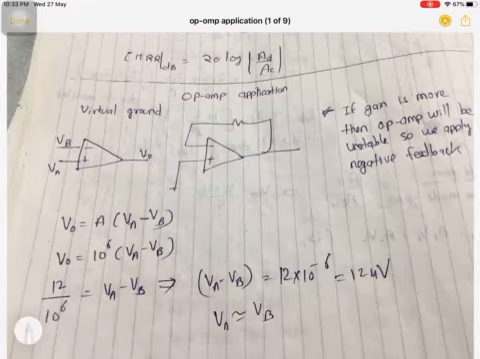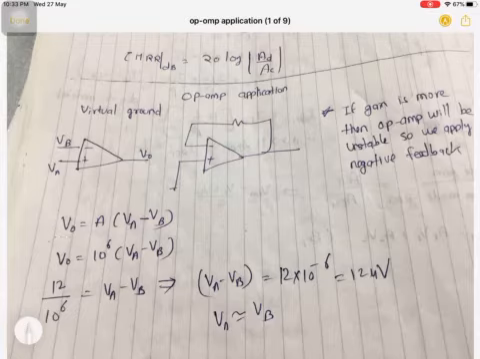This is the equation: VO equals A times VA minus VB. Gain is 10 to the power 6. The maximum possible output V0 is 12 volt. So what can be the maximum input for this output value? If I take 12 divided by 10 to the power 6, it comes out to 12 microvolt. What do we mean by 12 microvolt? It means that if the voltage difference VA minus VB is 12 microvolt, the output will be saturated. If it is less than 12 microvolt, then it will not be saturated.